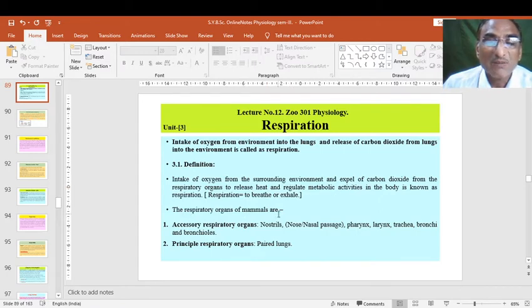So the respiratory organs of mammals are well known. We all know that the accessory respiratory organs are the nostrils or nose, or we can say the nasal passage. It is followed by the pharynx, then the larynx, then the trachea, and the trachea is followed by the bronchi and bronchioles. Around these bronchioles, the principal respiratory organs are located, and these are the paired long bag-like, sac-like structures called lungs. These are paired structures in which the intake and expulsion of oxygen is carried out.